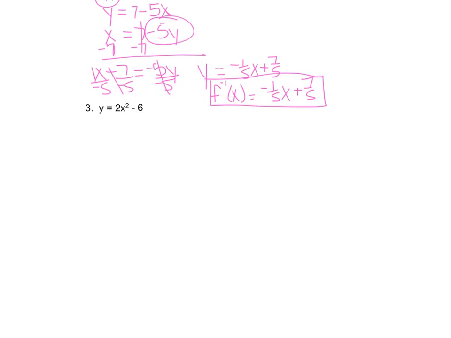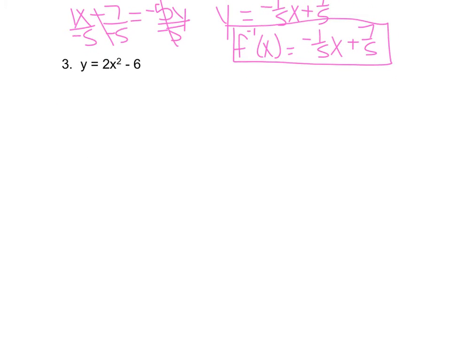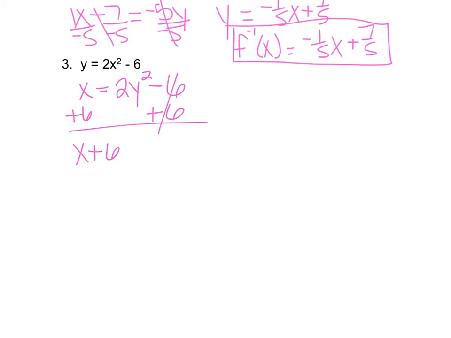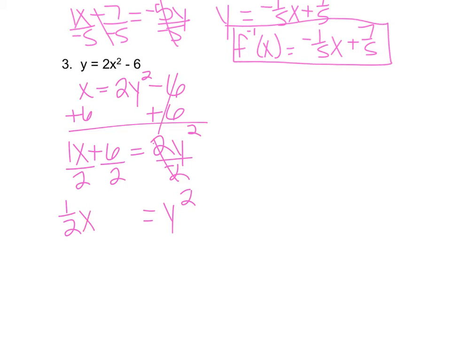Now, 3 is a little different because we are starting with a quadratic equation, but we're still doing the same thing. We're going to switch our x and y, but remember, do not take anything with it. We're just replacing the y with x and the x with y. And then we're solving for y. So we're going to subtract 6. So we get x plus 6 equals 2y squared. And then we're going to get rid of the 2, so divide everything by 2. There's a 1 in front of that x, so you should have y squared equals 1/2 x plus 3.